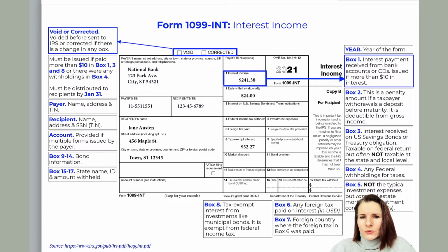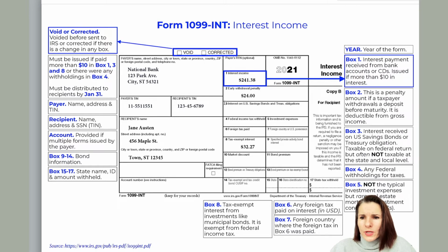Now in box 2, you have an early withdrawal penalty. Maybe you had a CD and you took it out prior to the expiration, when you could have taken it out. So this would be a penalty. It is deductible from gross income.